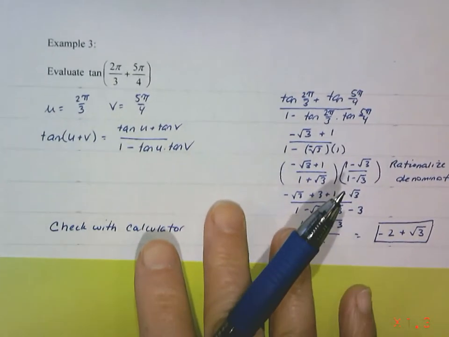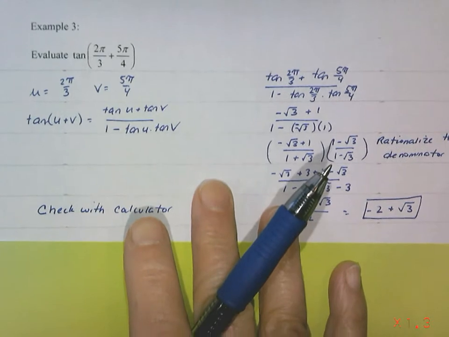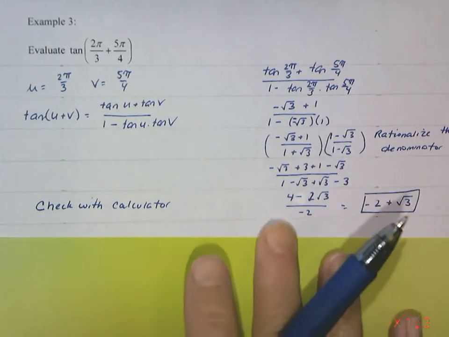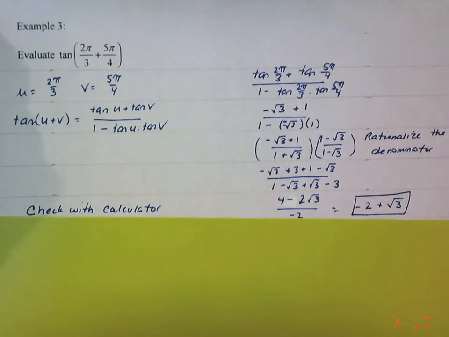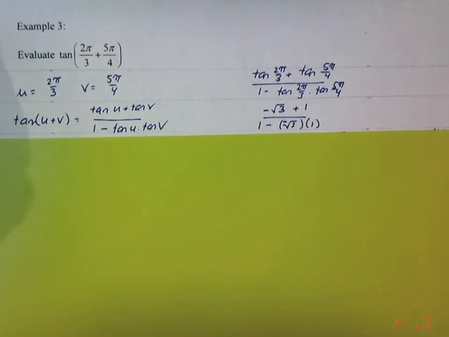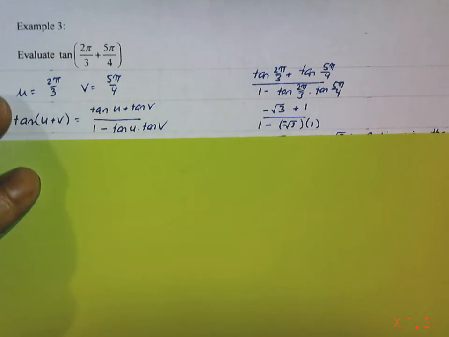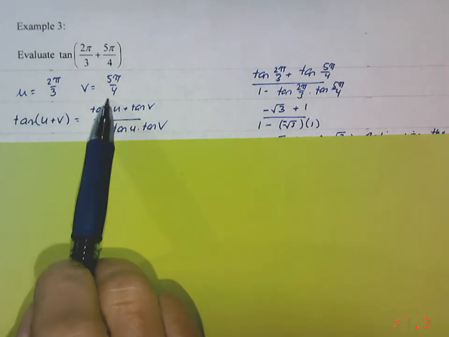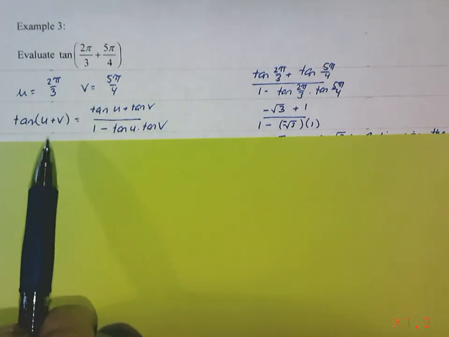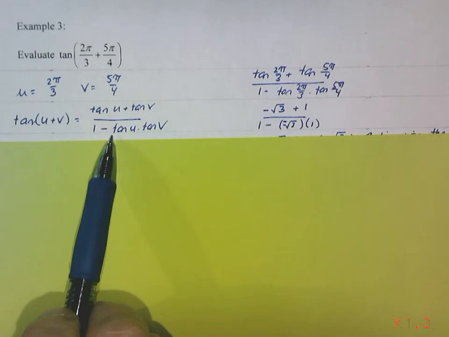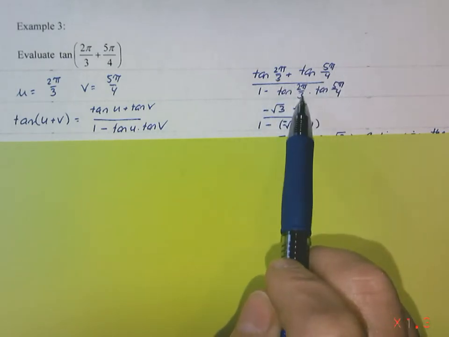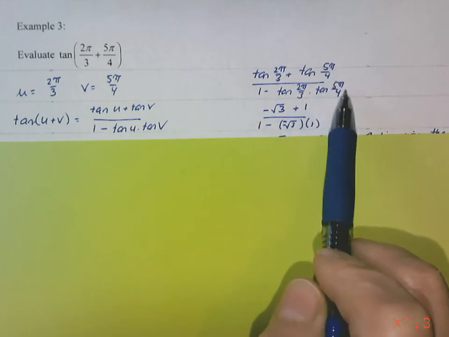My third example is going to be tangent. Tangent tends to be the most difficult one for students just because you're using fractions. And it's the algebra that's complicated with it, and you have to practice. So once again, I identify what u is, I identify what v is. I write the formula once again here, and then I go ahead and substitute. All the u's get 2 pi over 3. All the v's get 5 pi over 4.